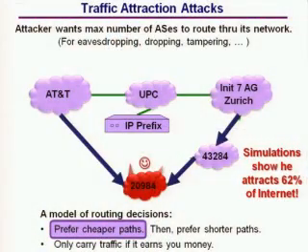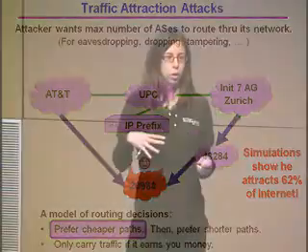Okay, so we actually ran the simulation on the entire internet graph. So what I'm showing you here is just a small piece of it, so you can get an intuition of what's going on. When we run the simulation over the entire graph, 62% of the internet actually ends up sending its traffic through the attacker. And a lot of that happens because of these customer preferences, because you prefer routing through your customers. Okay, so this seems like a pretty egregious attack.